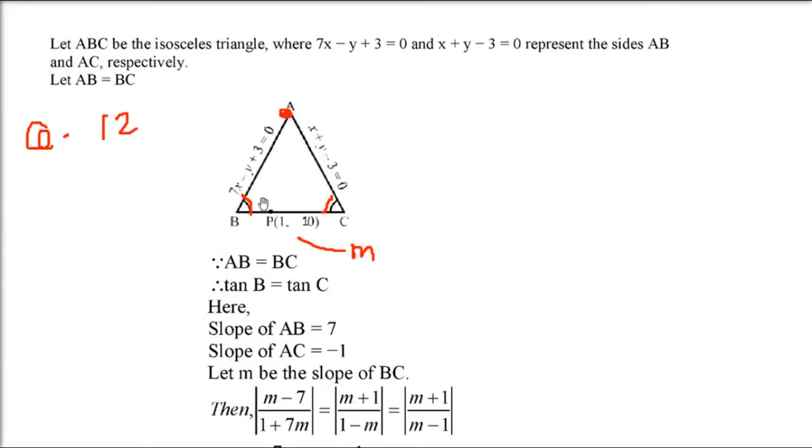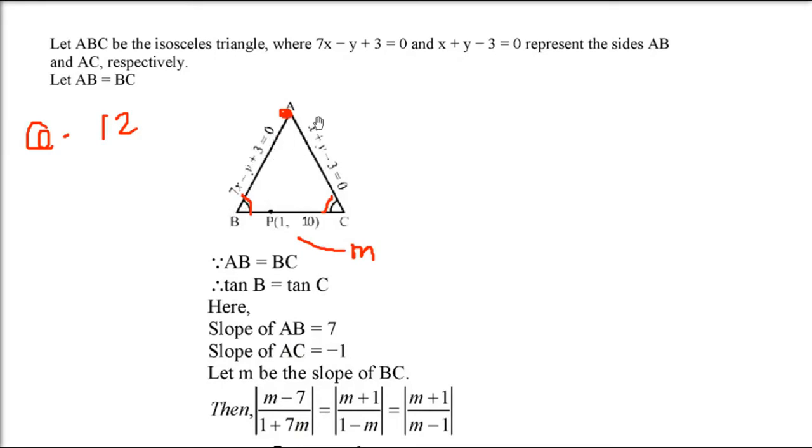So we have these two sides, these angles are equal, angle B and angle C are equal, but angle C is 180 minus. If we want to take the m, you can't take it directly, you have to take it from the positive x-axis. So tan B and tan C are equal.